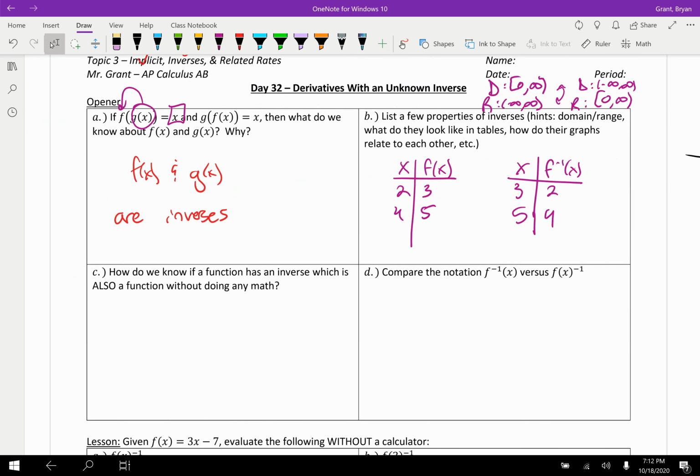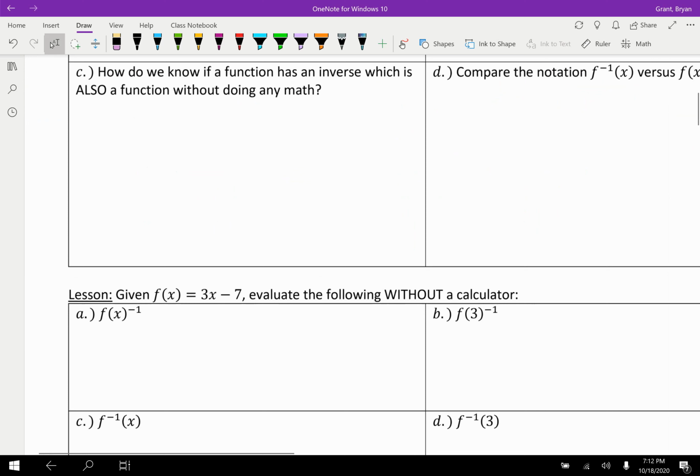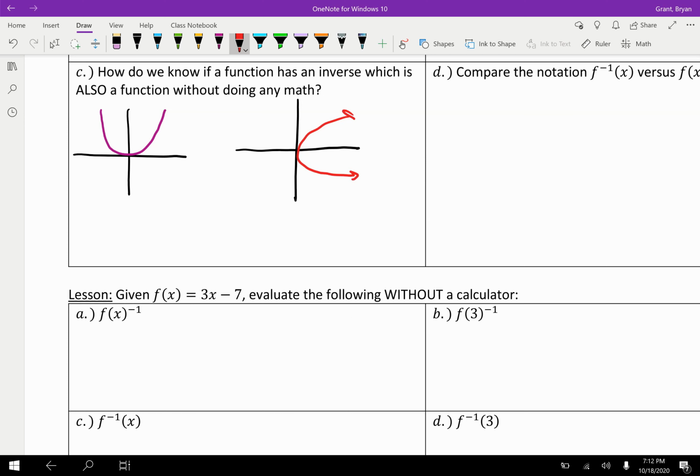A little bonus fact is, how do we know if a function has an inverse, which is also a function, without doing any math? Well, it might be easiest to see with a quick example. If you took a parabola, y equals x squared, will its inverse be a function? Well, one other fun fact about inverses is when we reflect across y equals x, a lot of times you might hear that it's rotated 90 degrees, and that is fairly accurate.